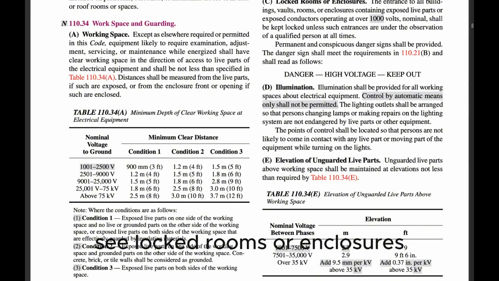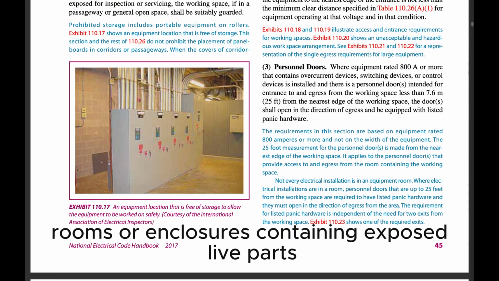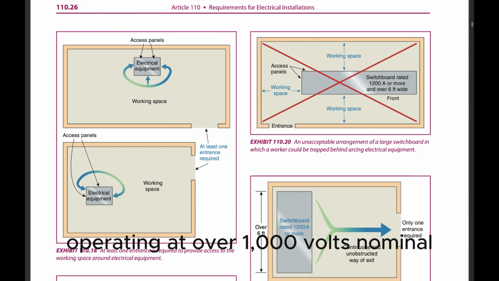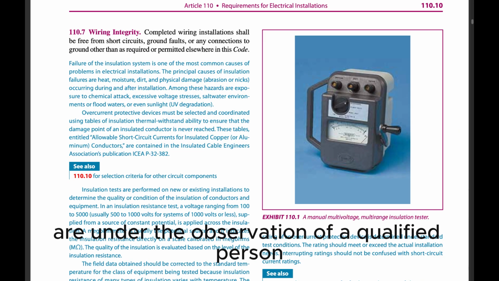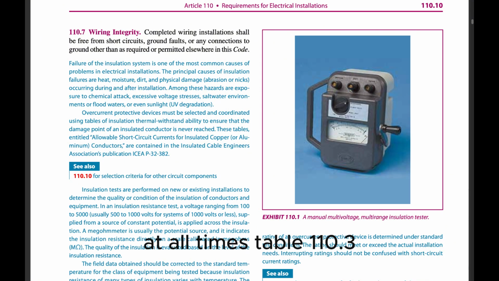C. Locked rooms or enclosures. The entrance to all buildings, vaults, rooms, or enclosures containing exposed live parts or exposed conductors operating at over 1000 volts, nominal, shall be kept locked unless such entrances are under the observation of a qualified person at all times.